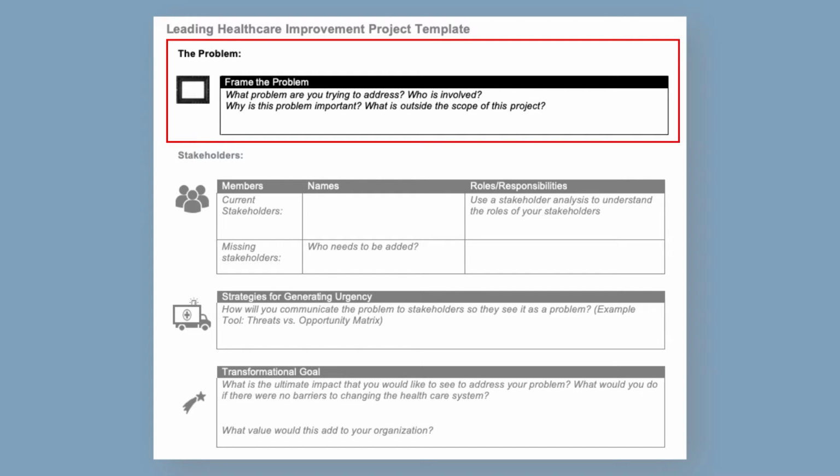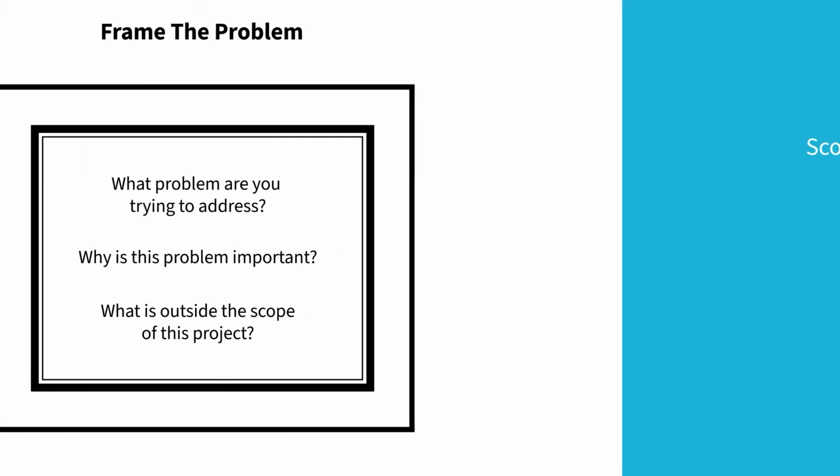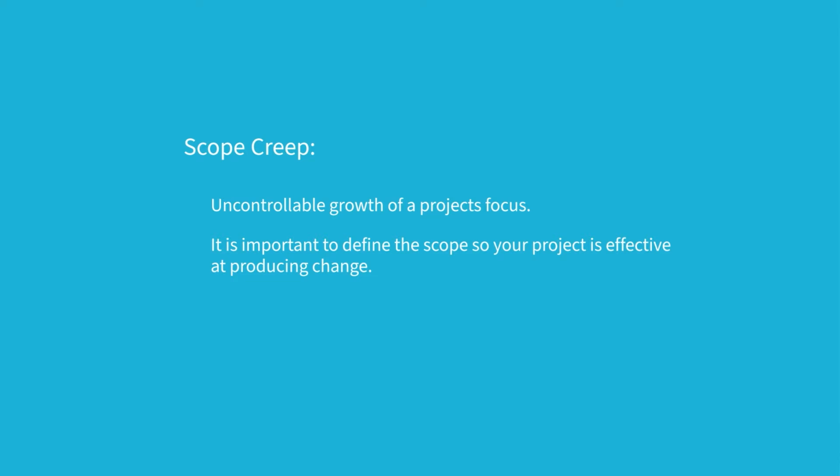Before you can generate urgency, you must first clearly define the problem that you want to solve. Framing the problem helps you understand why the problem is important and identify areas that are outside the scope of the project. A common problem when developing or implementing a project is something called scope creep. Scope creep refers to the uncontrollable growth of the project's focus, where the project can slowly, or in some cases rapidly, become much larger than originally intended. It's important to define what is and what is not a part of your project's scope, so that your project is effective at producing change.